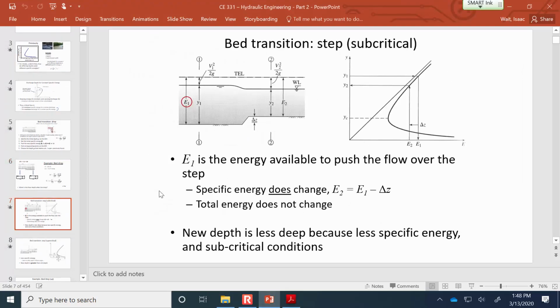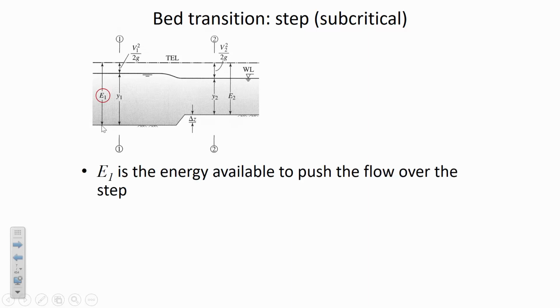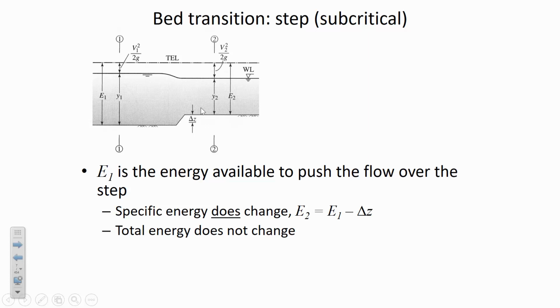A similar concept applies if it's a step up. This was a step down, but the same principles apply if it's a step up. We have a certain amount of energy at 1, and how much energy is available at 2 is the amount of specific energy it was at 1 minus the delta Z instead of plus. So the water has to flow up over that obstruction. It's losing specific energy instead of gaining specific energy. The total energy doesn't change, but the specific energy does.